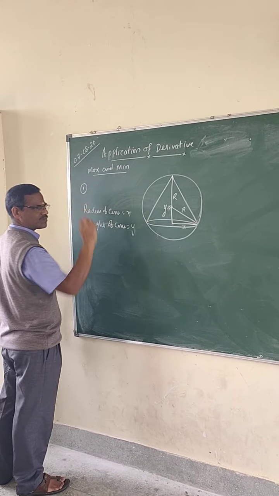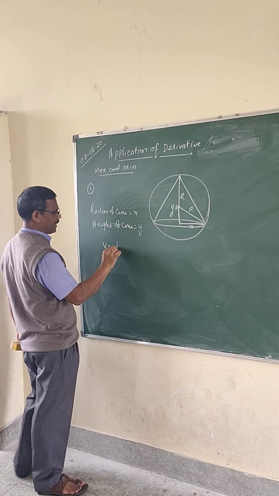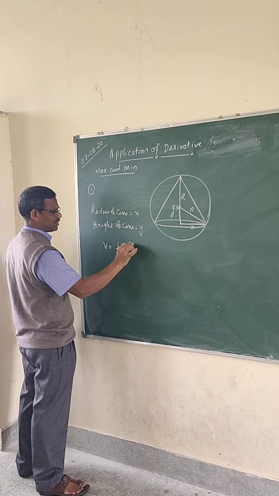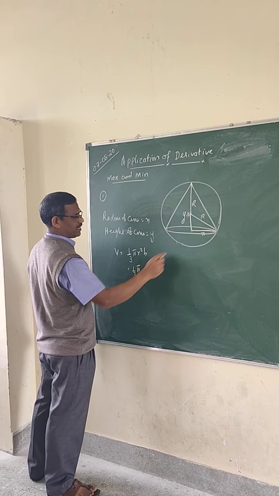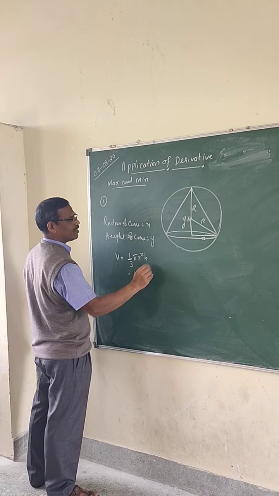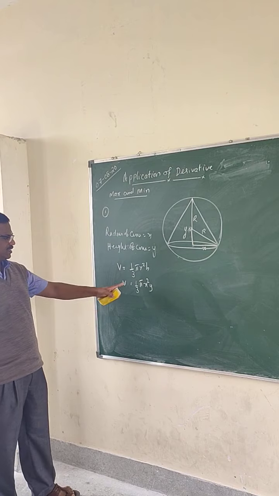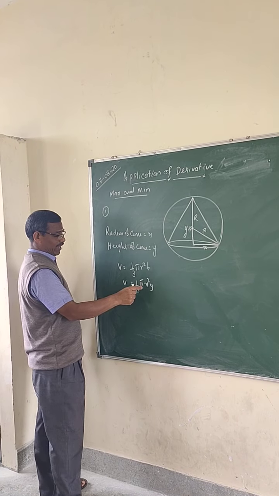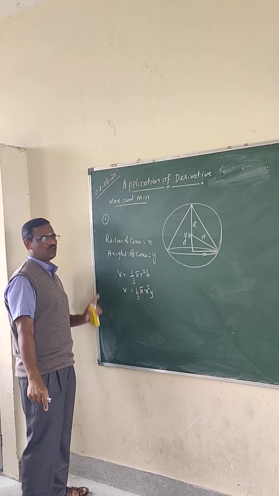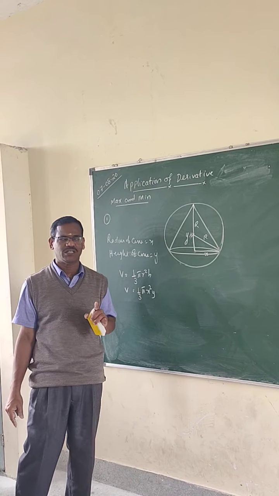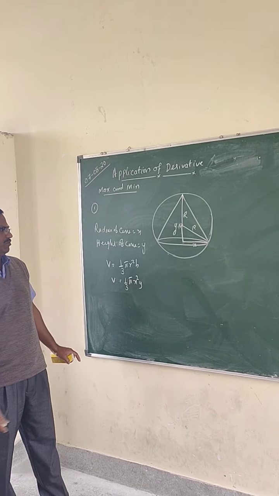We know that the volume of a cone formula is 1 by 3 pi r square h. And here it is 1 by 3 pi, radius is x, so x square, height is y. So 1 by 3 pi x square y is there. We need to find out the values of x and y so that this volume is maximum. And you know the condition for maxima is the first derivative is 0 and the second derivative should be negative.